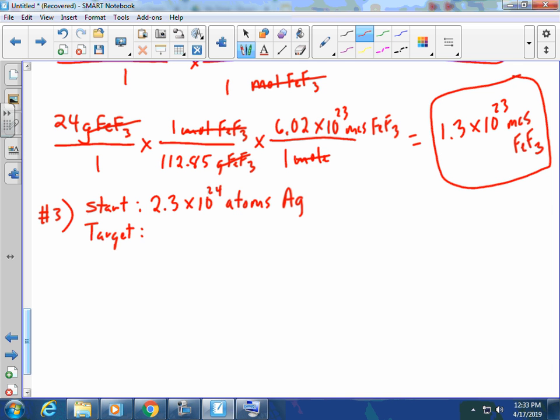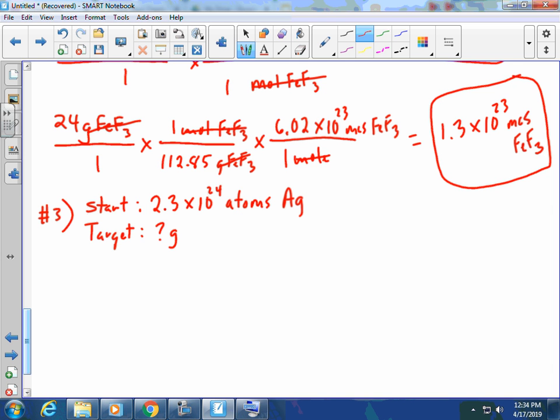All right, what is the target? What are they asking me to find? How many grams? Okay, so target, I'm going to put question mark grams. So let's visualize this. What are we doing in this problem? If I know the number of atoms, I can find the number of moles, right? If I know the number of moles, then I can just use the molar mass to find the actual mass of however many moles I have, right?